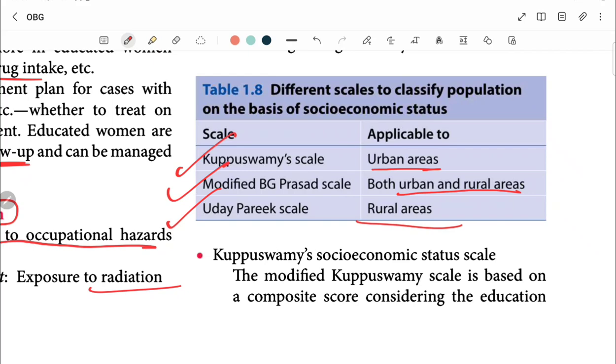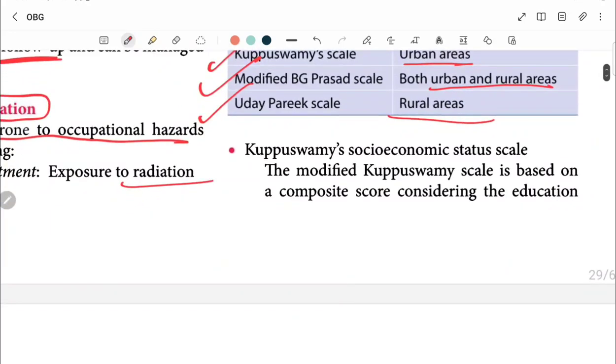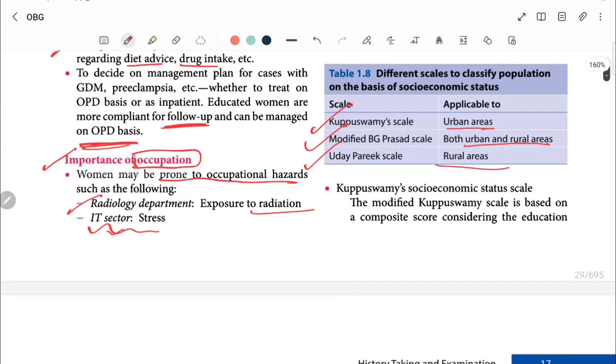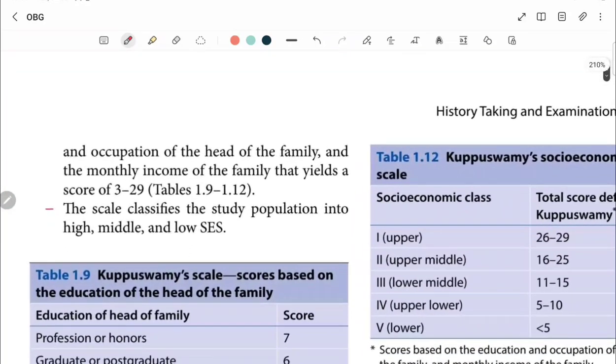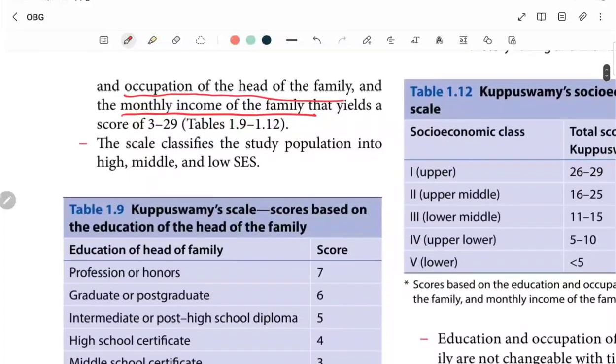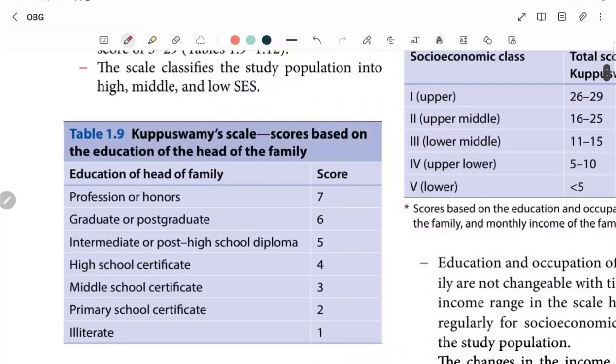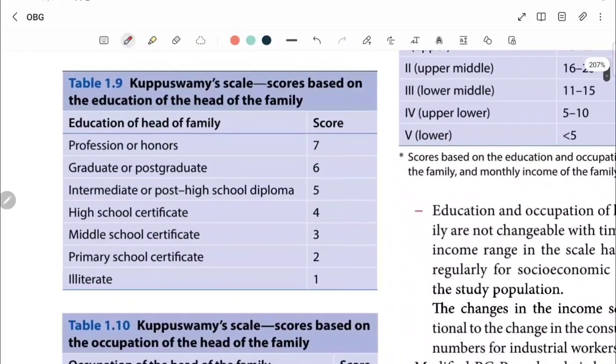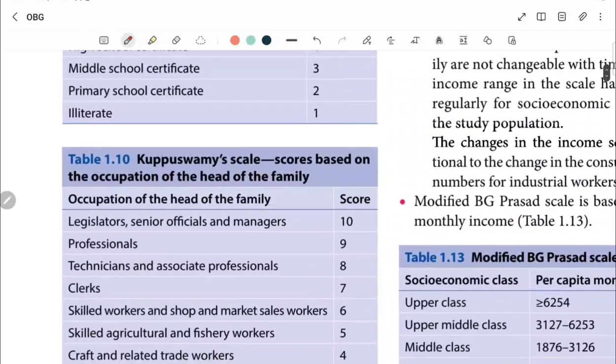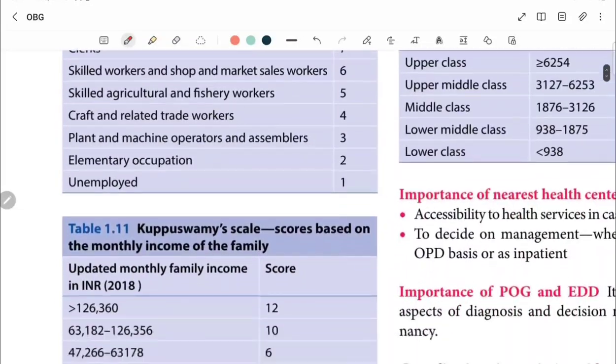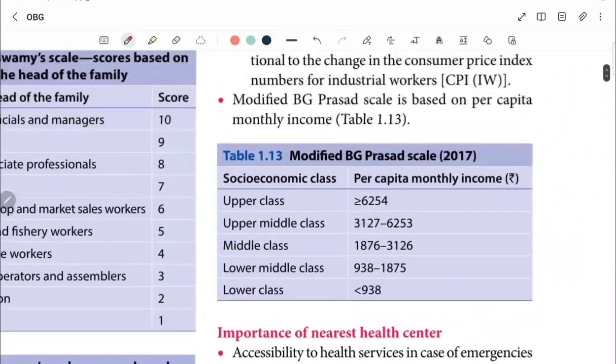So the Kuppuswamy socioeconomic status scale. The modified Kuppuswamy scale is based on a composite score considering the education and occupation of the head of the family and also the monthly income of the family, that yields a score between 3 to 29. So this is the Kuppuswamy scale, based on education of the head of the family, occupation of the head of the family, and monthly income of the family.